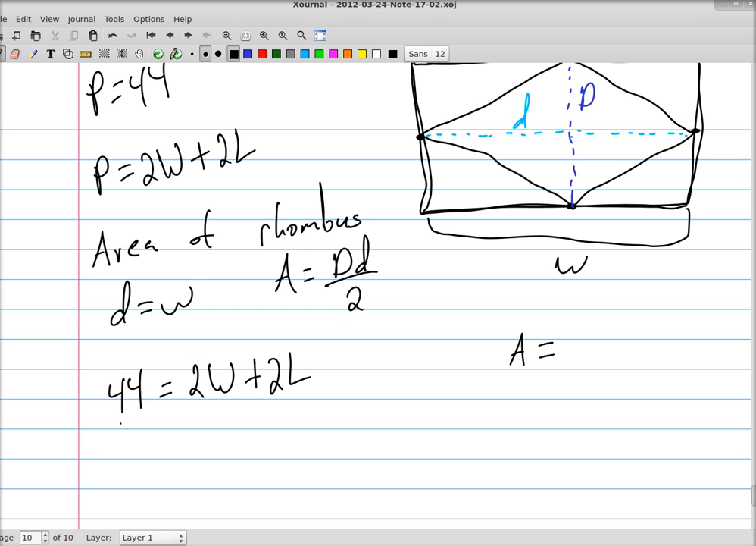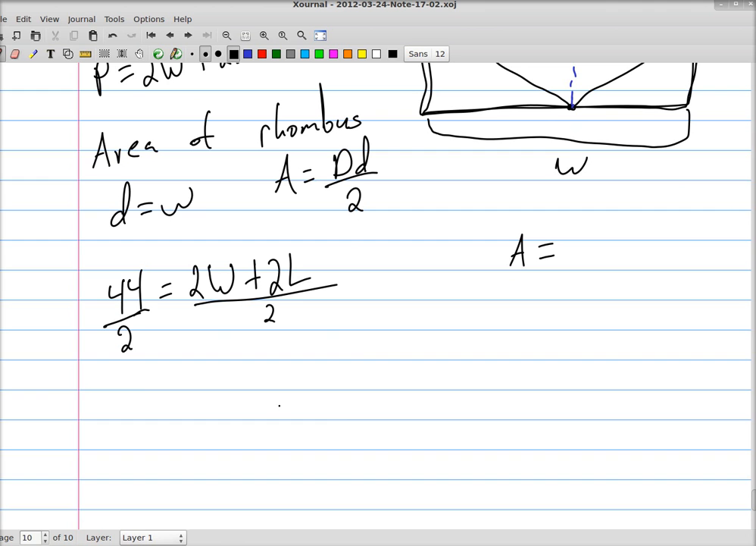Here's what you'll do on this problem. First of all, I want to get those 2's out of there. So what I can do is divide both sides of my equation by 2. In doing that, I'm going to get 22 is equal to W, because these 2's cancel, plus L. That really helps, because now I can solve this for L by subtracting W from both sides and get 22 minus W is equal to L.